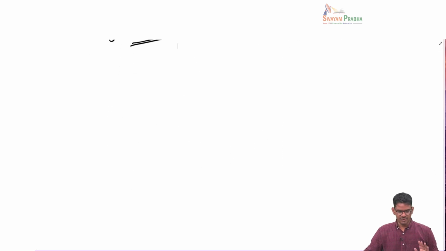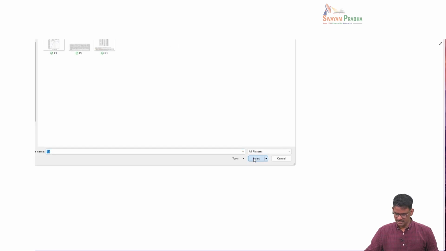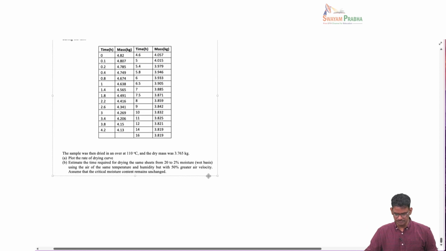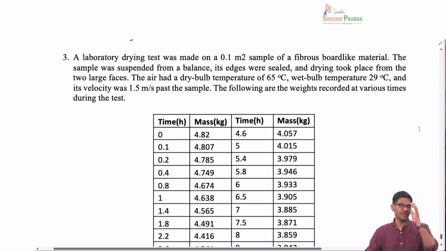Now, because of time, the third problem I will not do in detail, but I'll just illustrate one issue, and you can try this at home. I wanted to include this problem because if you do a unit operation, mass transfer unit operation lab, this is the kind of raw data you will collect. So it's very important in that sense. How do we reconcile this raw data and then convert it into a drying rate? So it goes like this.